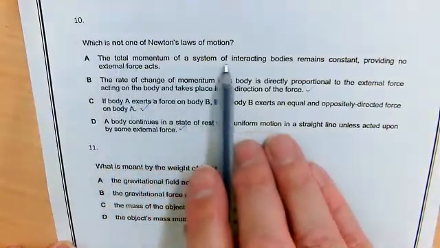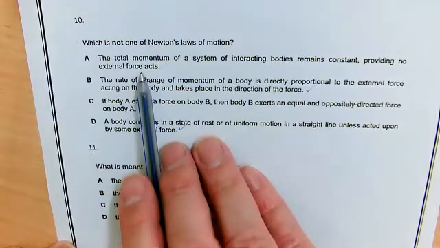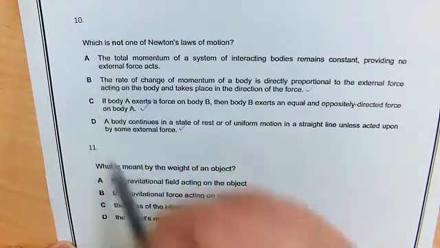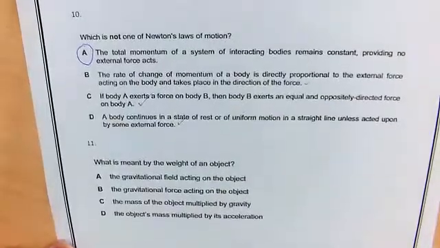The total momentum of a system of interacting bodies remains constant, providing there are no external forces. That's correct, but it's not Newton's laws of motion. It's the principle of conservation of momentum. So A is the answer.